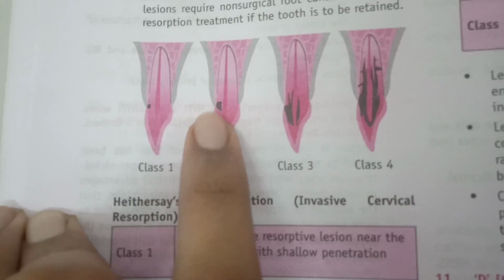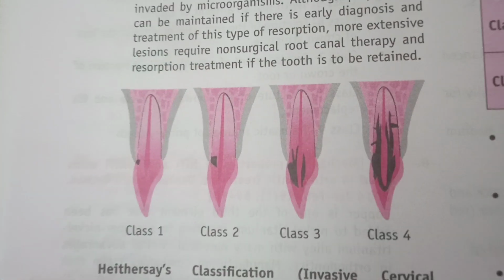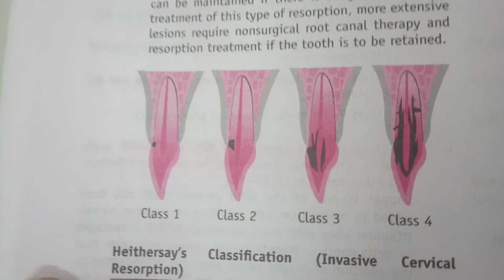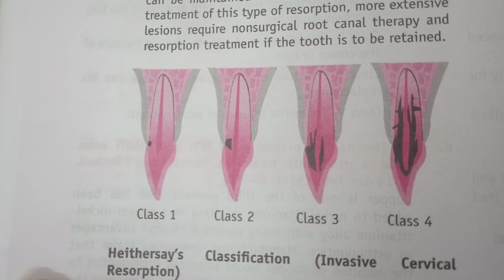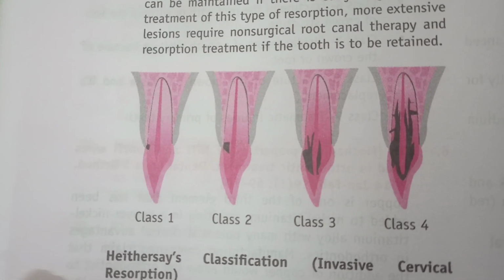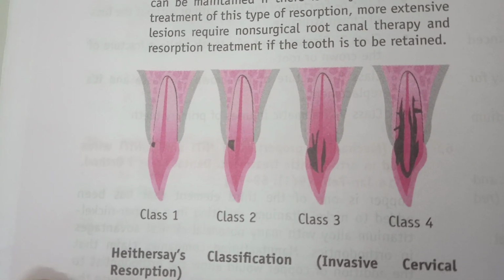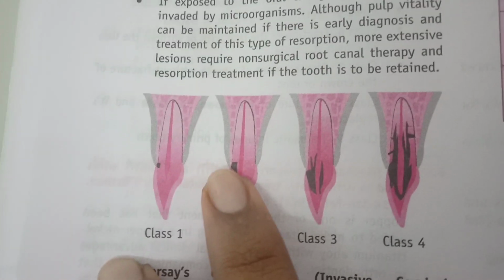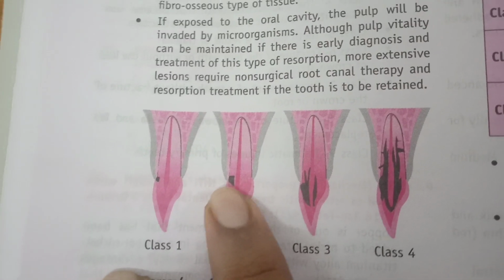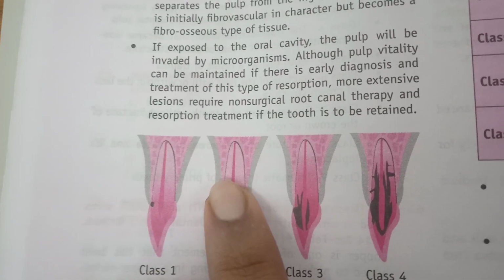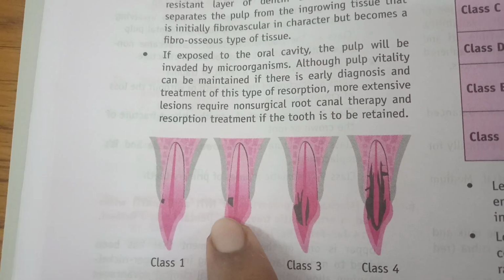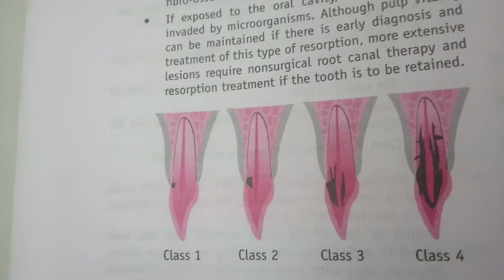Now next, class 2. Class 2 is a well defined invasive resorptive lesion that has penetrated close to the coronal pulp with little or no extension into the radicular dentin. So the catch point is that this resorption is approaching towards the pulp at the cervical region, but it hasn't extended into the radicular dentin. There is no extension. It is only present at the coronal part.